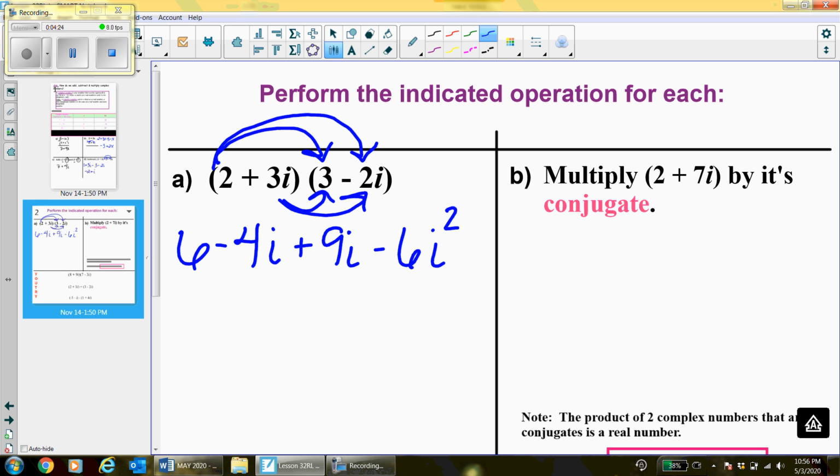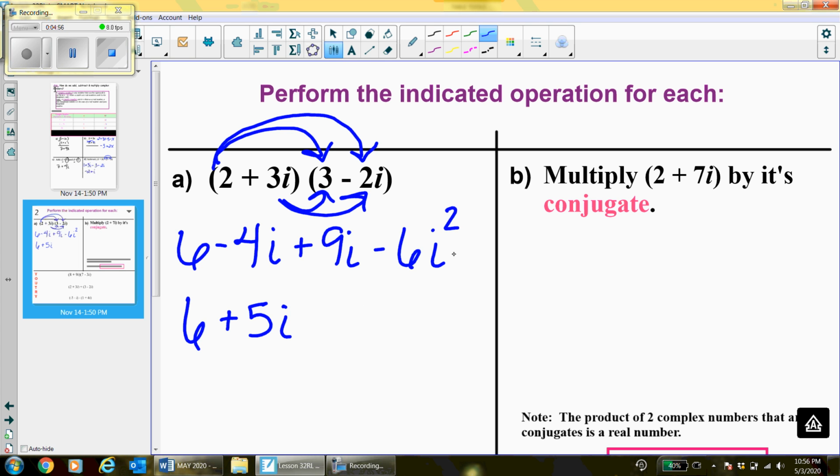Now we're going to combine like terms. We have nothing like the 6, so we bring the 6 down. We have negative 4i plus 9i. That gives me a positive 5i. Different signs when you're adding: subtract, and take the sign of the larger number. 9 minus 4 is 5. 9 is positive, so the 5i is positive.